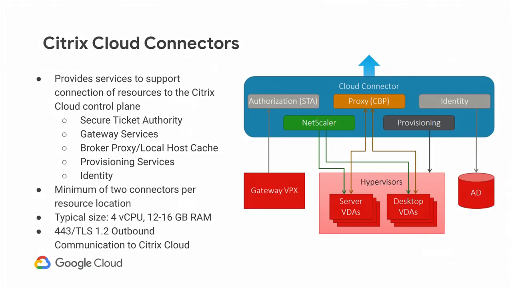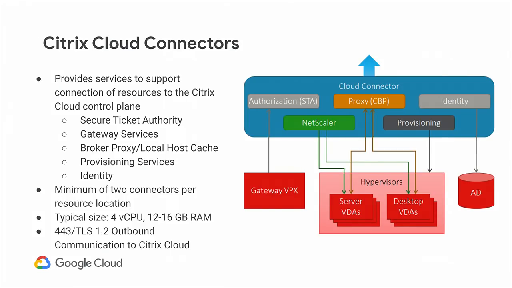So we want to have a minimum of two of those in any resource location so we maintain high availability. We also want to put these connectors in different availability zones within GCP so that we get higher levels of availability and can tolerate potential failures within a zone.